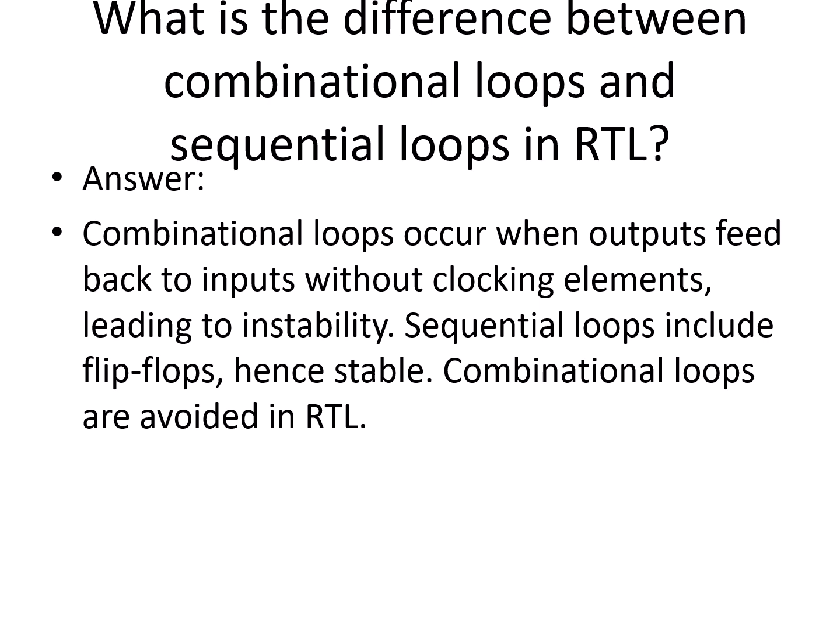First question: what is the difference between combinational and sequential loop in RTL? Combinational loops are when output feeds back into inputs without any clock, which makes the design unstable and is not recommended. Sequential loops, on the other hand, have flip-flops, so they are stable. So, the key takeaway: always avoid combinational loops in your RTL.